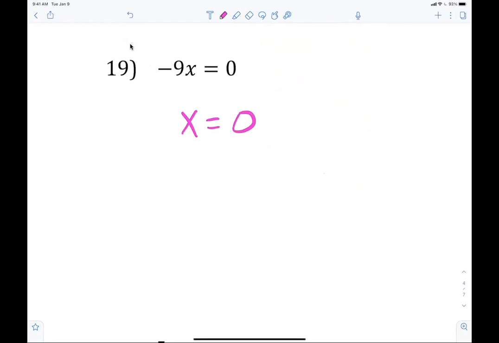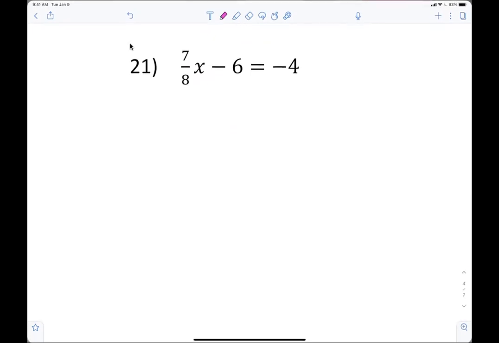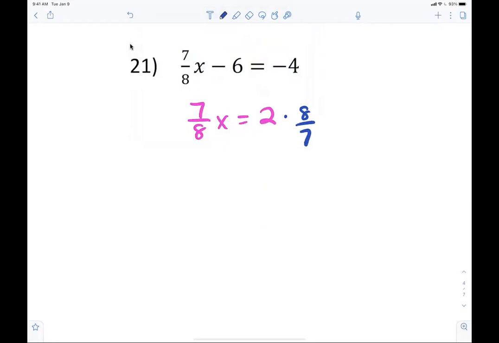All right, here we go. 21. Adding 6 to both sides. 7/8 x equals 2. Everybody good with that? And now we're multiplying by the reciprocal. So this is times 8/7. Can I reduce that fraction? So you should have 16/7. Everybody good? Everybody good?